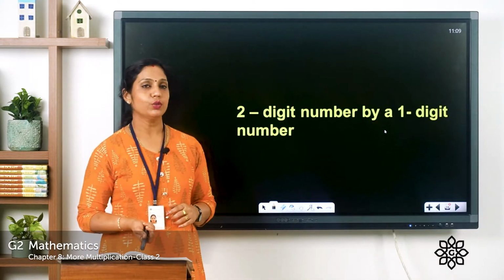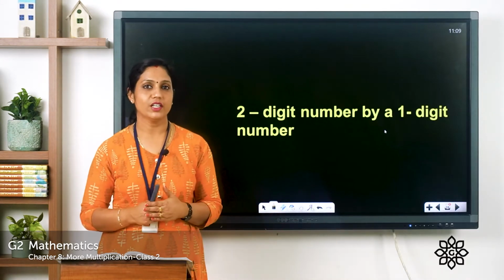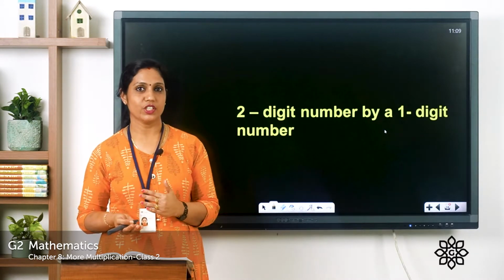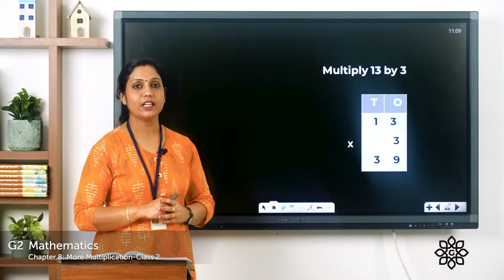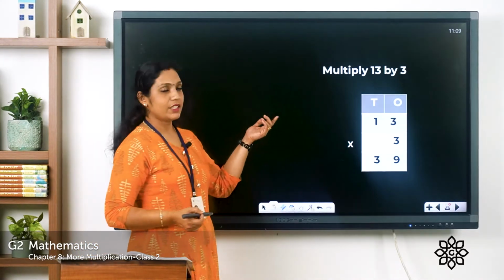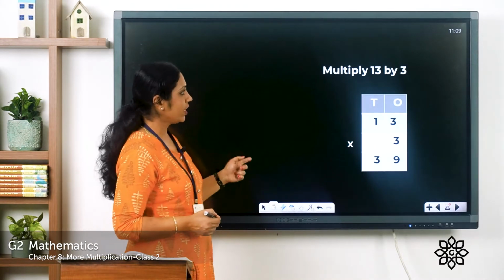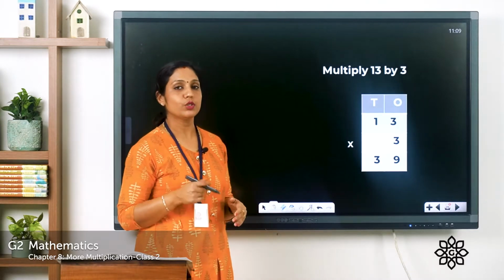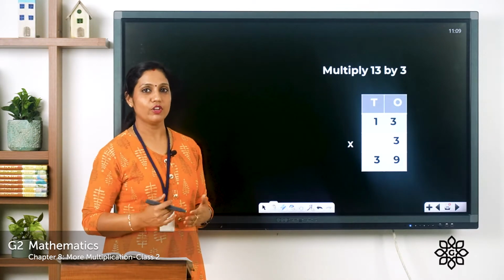Here we are going to multiply a two-digit number by a one-digit number. We have learned the tables, and they were all one-digit numbers. So let's see how we are going to do it. Here you have to multiply 13 by 3. So 13 is the multiplicand and 3 is the multiplier, and you can see 13 is a two-digit number and 3 is a one-digit number. So do you know the table of 3? 3 into 13? No. Then how can you find out?